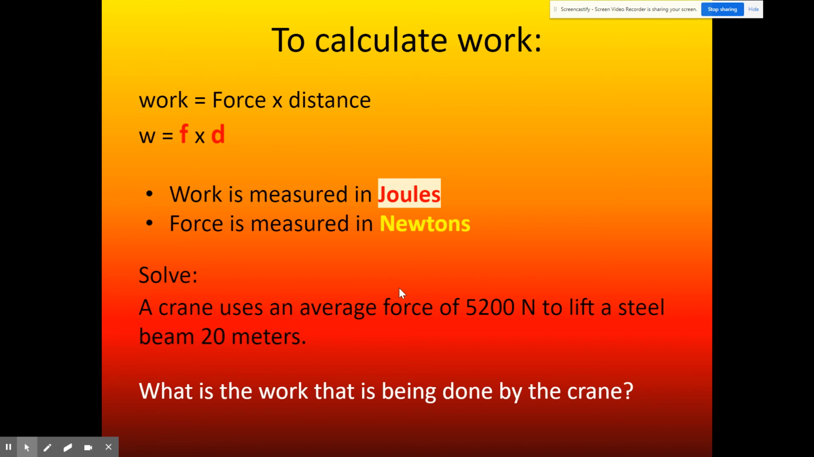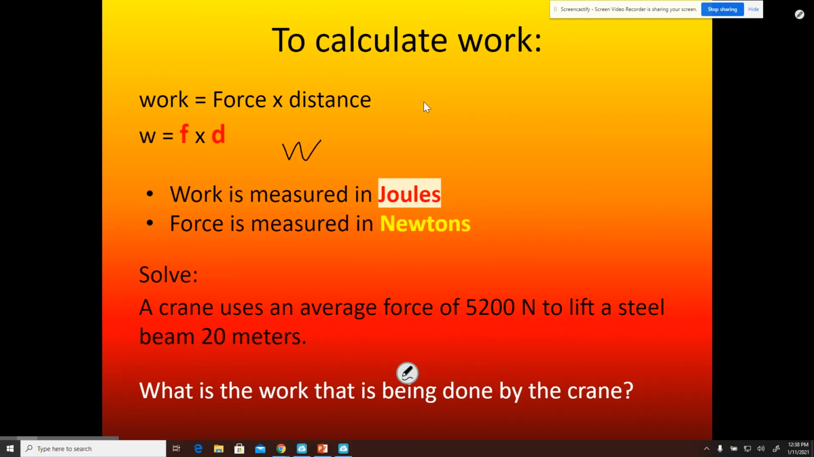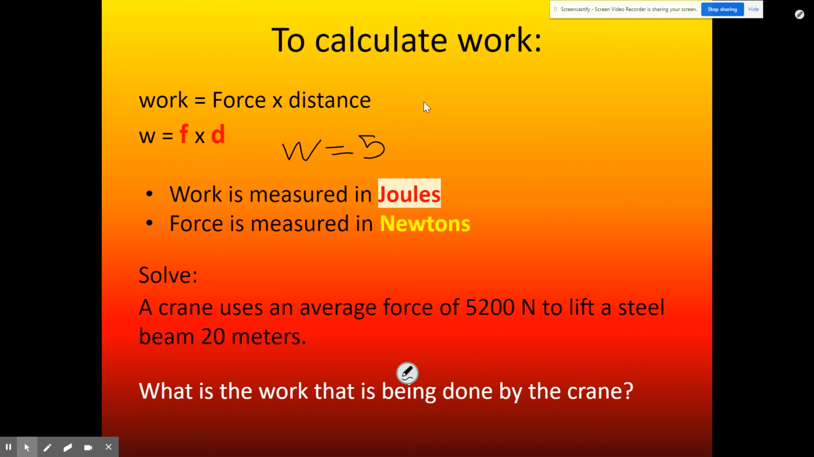So let's look at this problem. If you have a crane and it uses an average force of 5,200 newtons to lift a steel beam 20 meters, how much work was done? So 5,200 newtons would go in place of the force, the F in the equation. So it would be W equals 5,200 times the distance we said was 20. And then you just solve for work. So go ahead and put that in to the end puzzle.